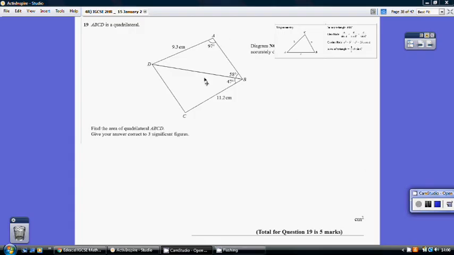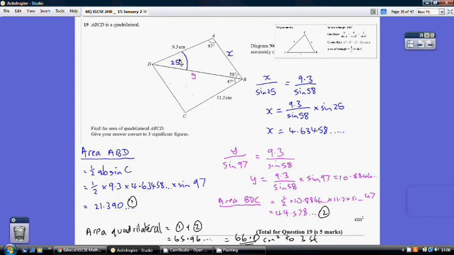So question 19, we've got to work out the area of this quadrilateral. So to do this, I'm going to start off by working out the area of this triangle, then the area of this triangle, and then add the two together. So with that top triangle, I need to work out this length here, because I'm going to be using the formula for area of a triangle, half ab sin C. So I know the trapped angle, I know the length of this side here, I need to know this length here. Now I can do this using the sine rule because I've got a pair.